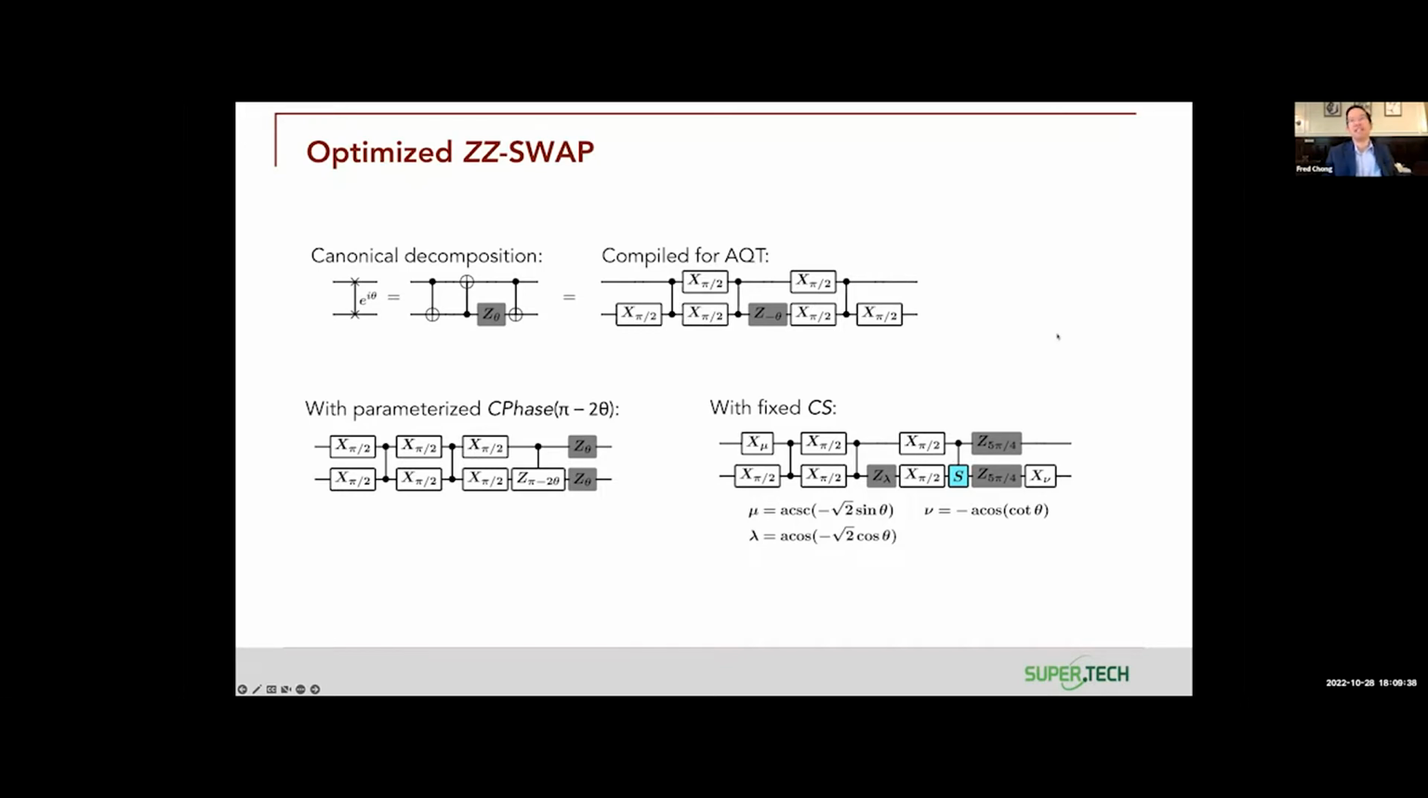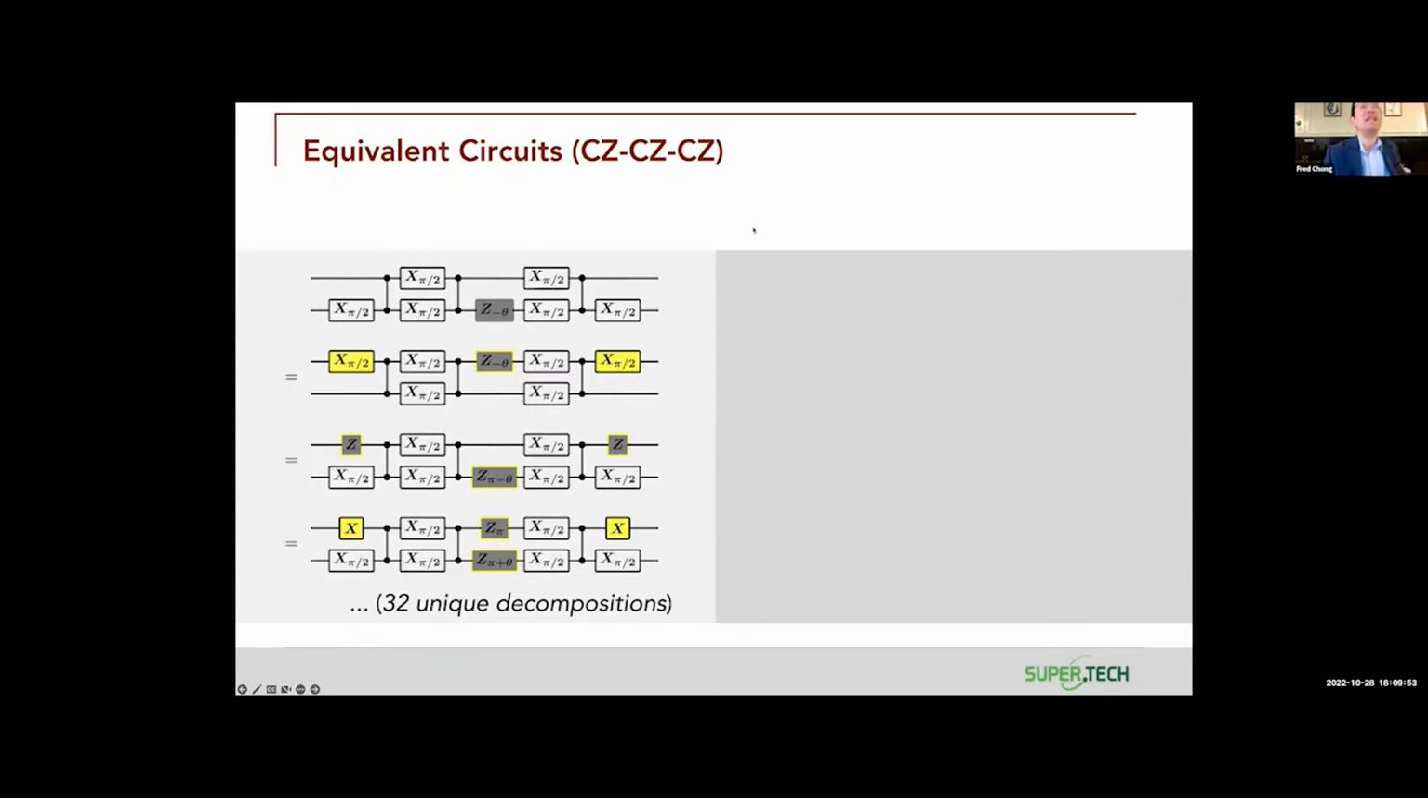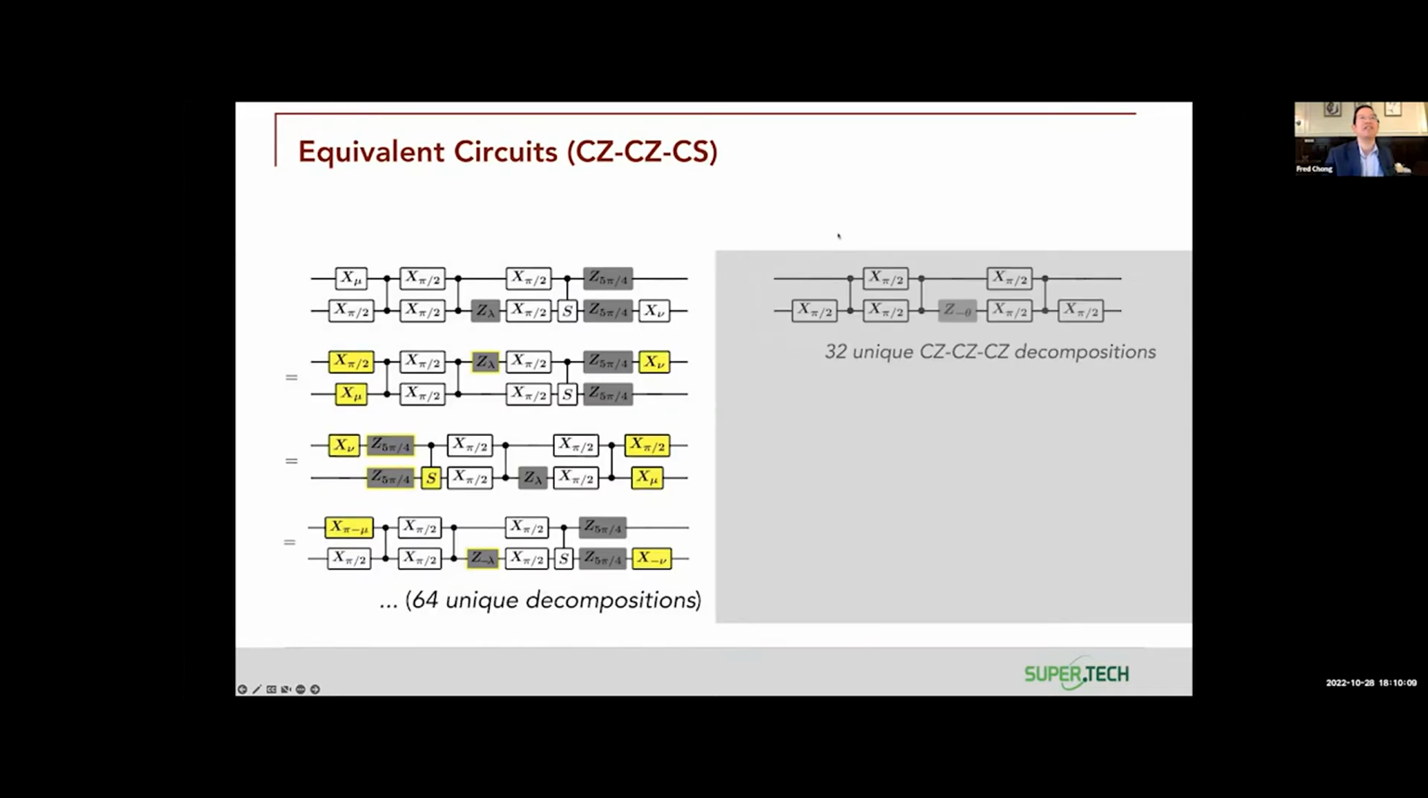So the first thing that you see is that if you're aware of the native gates that a machine supports, you can get a much better decomposition of the operation that you want. But more interestingly, it turns out that there are many, many ways to do this decomposition that are roughly equivalent. So here we can get the same ZZ swap with 3 controlled Zs. And there are actually 32 ways to do this. And then it turns out you can also do it with 2 CZs and a controlled S. And there are 64 ways to do this.